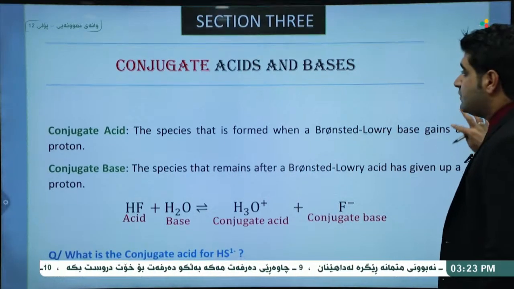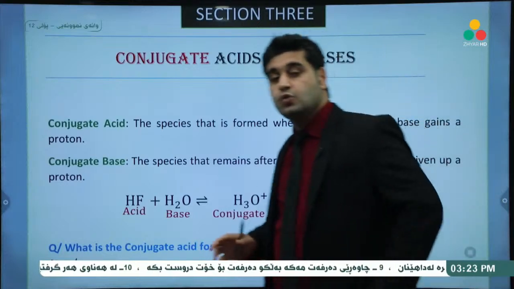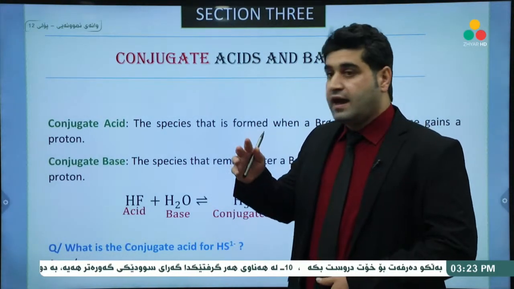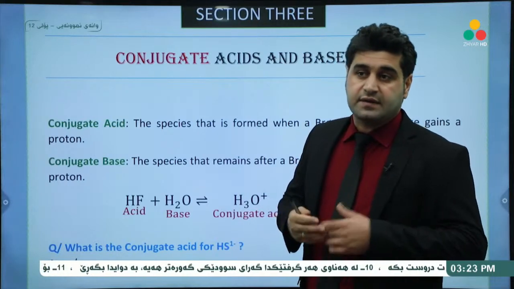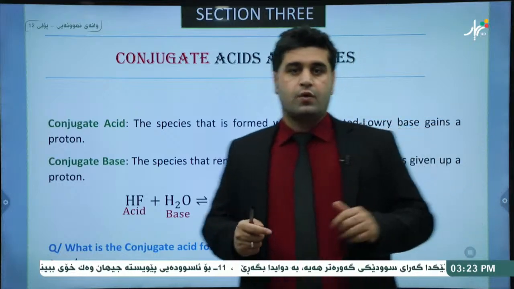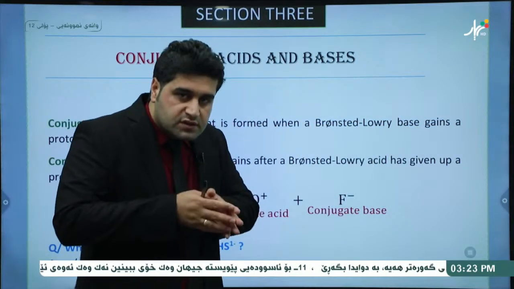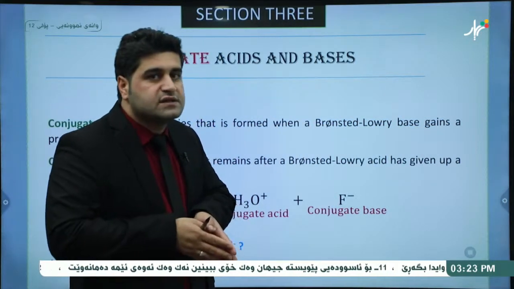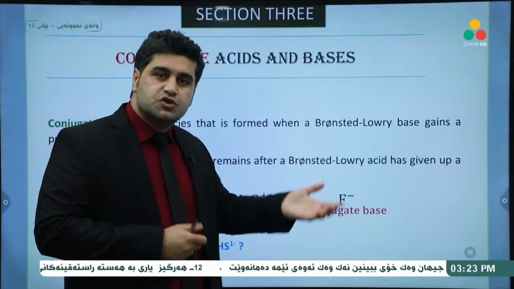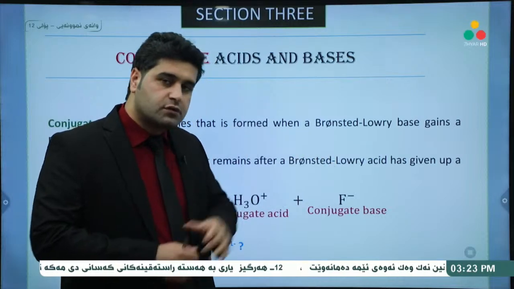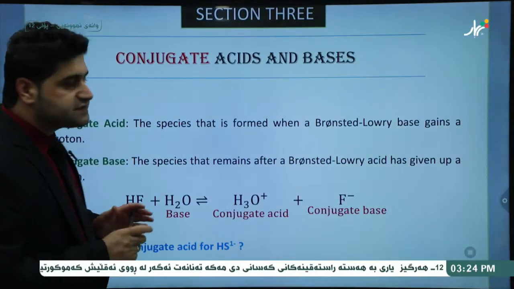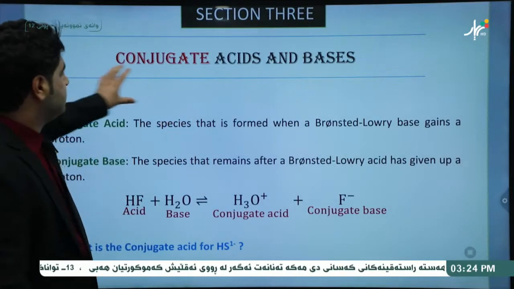And now, when we put the acid and the base into water, a new acid and a new base are formed. When we put the acid in the water, or when we put the base in the water, a new acid and a new base are formed. They have a potential for receiving a proton or releasing a proton. Well, we will learn this phenomenon in terms of conjugates.